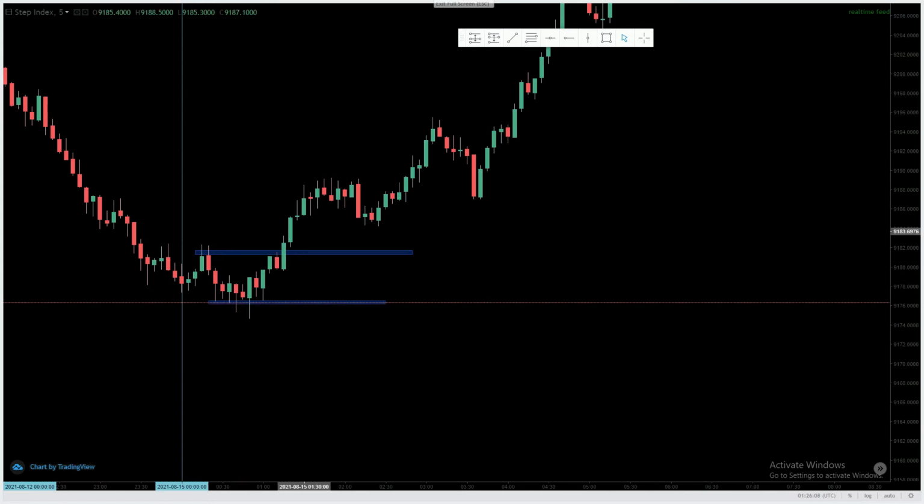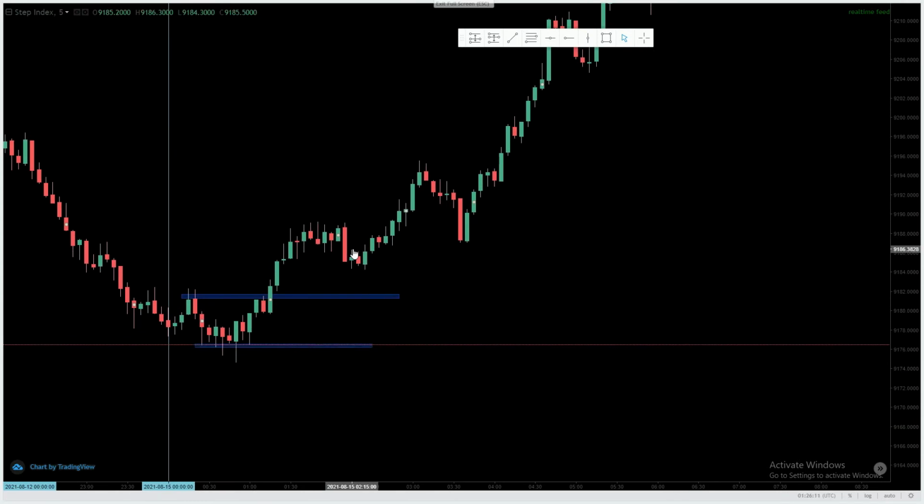So that is what we're going to do. Once the market respects our order block, sometimes you can get 2 or 3 order blocks, and you can use only one order block, or you can use 2 of them. What do I mean by that?